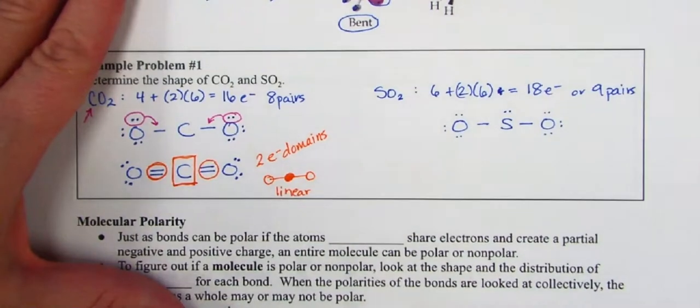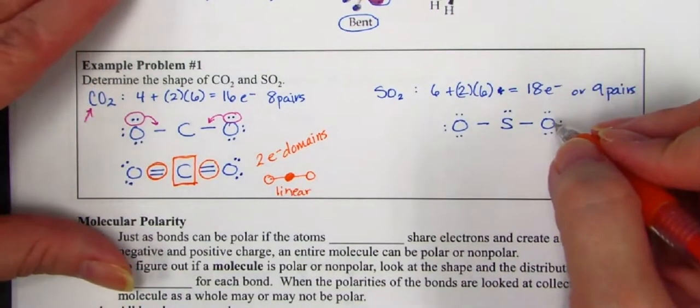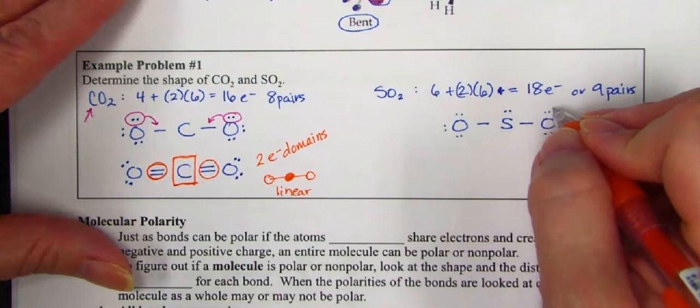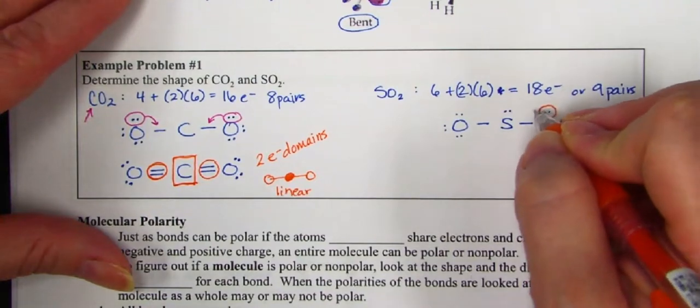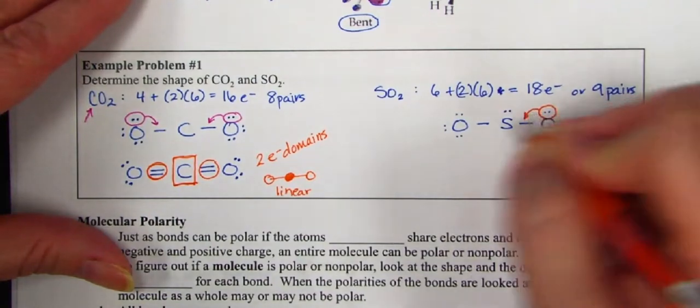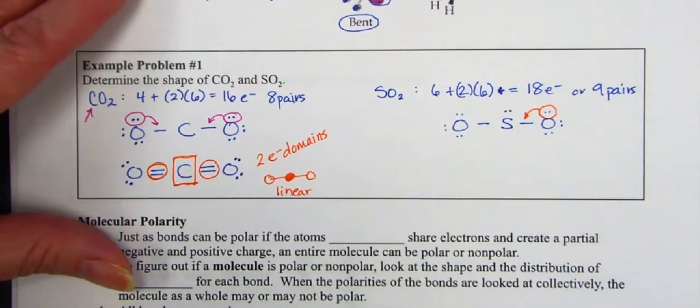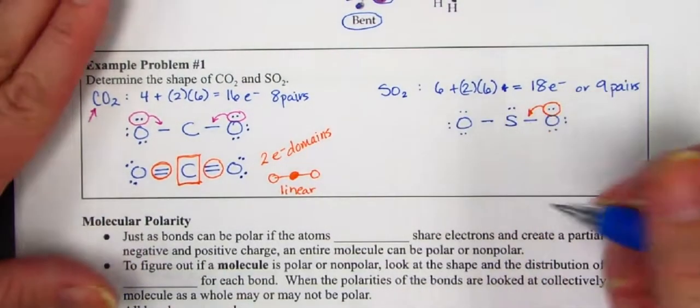It needs 1 more pair. And it doesn't matter because both of these are oxygens. It doesn't matter which one I make share. I'm going to make this one share his pair of electrons. I could have made the other one. That's fine. But just sharing 1 pair makes everybody happy.